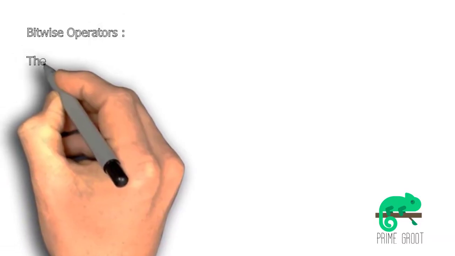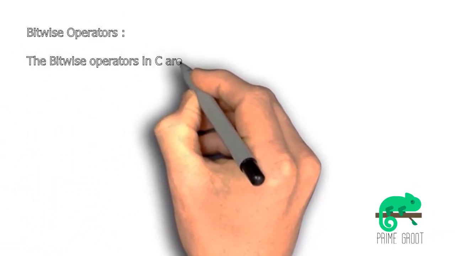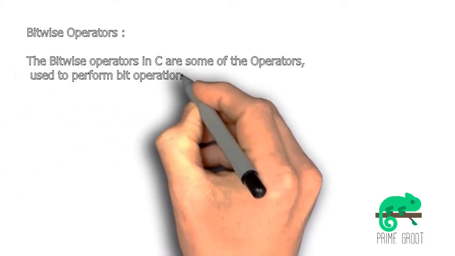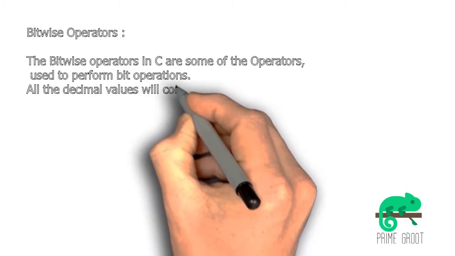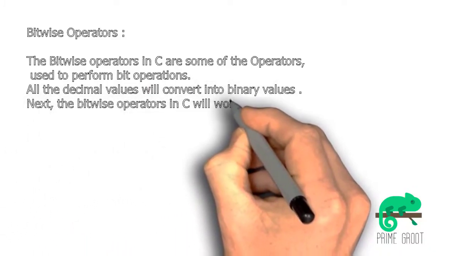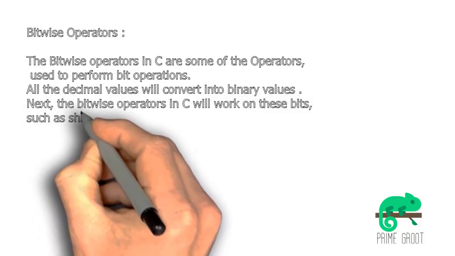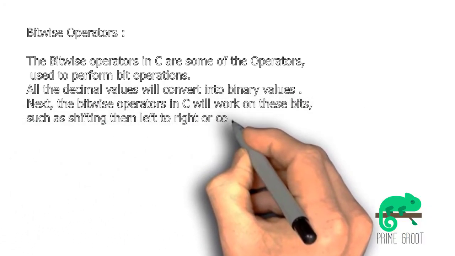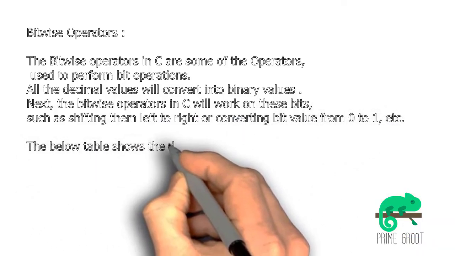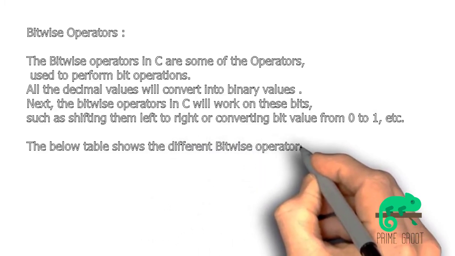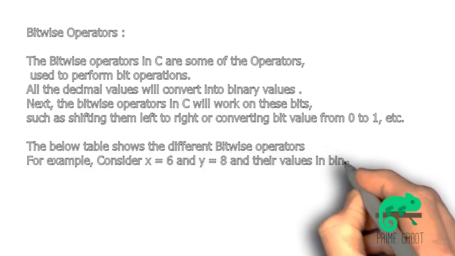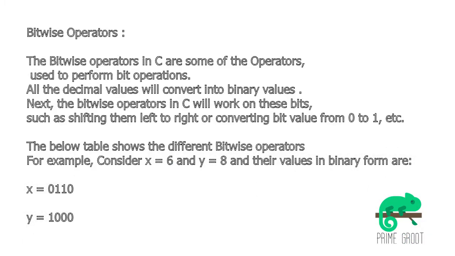Bitwise operators. The bitwise operators in C are used to perform bit operations. All the decimal values will convert into binary values. Next, the bitwise operators in C will work on these bits, such as shifting them left or right or converting a bit value from 0 to 1, etc. The below table shows the different bitwise operators. For example, consider x equals 6 and y equals 8, and their values in binary form are x equals 0110, y equals 1000.